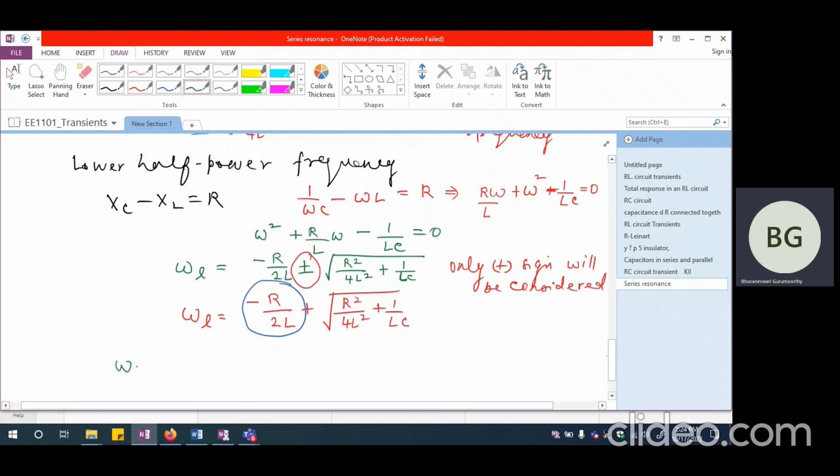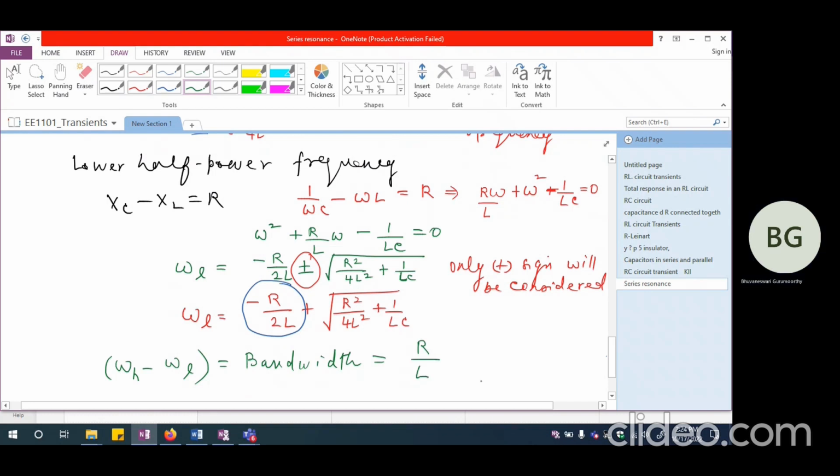Now, the difference between omega H and omega L is generally known as the bandwidth. At least half the maximum power will be delivered to the resistance load. If you go for lower frequencies than omega L and higher frequencies than omega H, you are not going to get a good amount of power delivered to the resistance load at all. So the bandwidth will come out to be R by L. This is going to be the bandwidth.